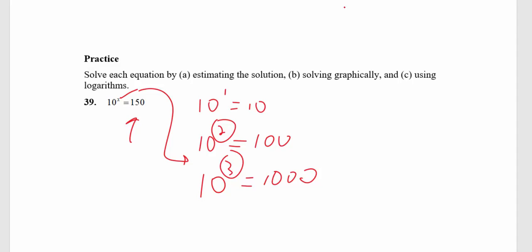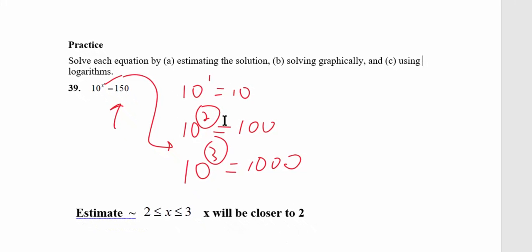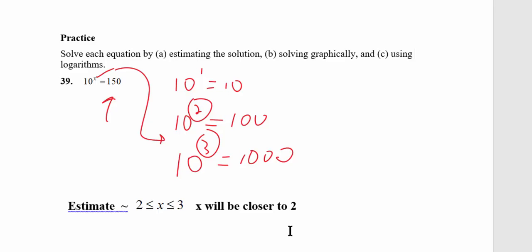So for my answer, I'm going to say the value of x is some number between 2 and 3, probably closer to 2. Why is it closer to 2? Well, when I think of 100 and 1,000, 150 is definitely closer to 100 as opposed to 1,000. So the value of x that makes this true will be closer to 2. So let me type up my solution. So thinking about my estimate, I'd say x is somewhere between 2 and 3, and x will be closer to 2. Okay, so just think about it. We know our answer is going to be around 2 point something.